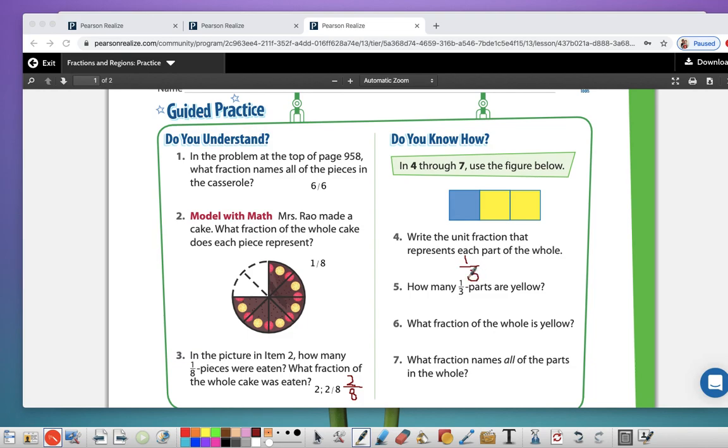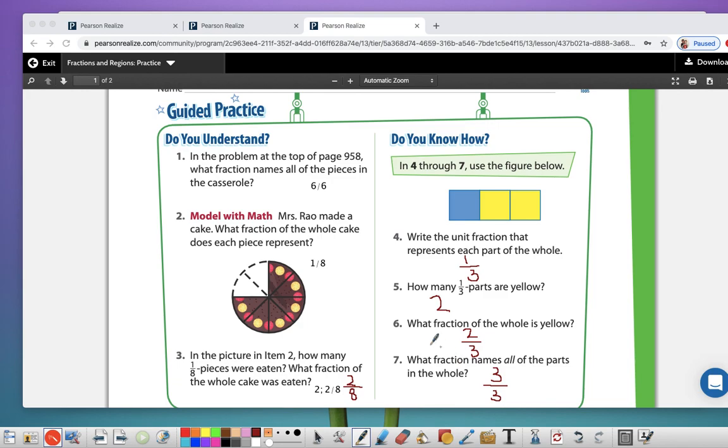That refers to one of the parts. How many 1/3 parts are yellow? How many of these are yellow? We count them. 1, 2. 2 are yellow. What fraction of the whole is yellow? So we're going to count. We have 2 out of the 3 are yellow, so we call that 2/3. What fraction names all the parts in the whole? So we have 3 parts. Three-thirds. 3/3 also equals 1, okay?